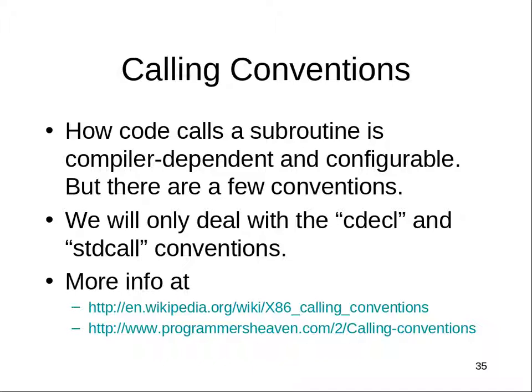Calling conventions. How code calls a subroutine is compiler dependent and configurable, but there are a few conventions. We're going to deal with the C decal, or the C declaration one, and the standard call. You can go look at these calling conventions here. Basically, when you call functions, the conventions determine what registers are saved, what registers can be overwritten, and how you need to set up the stack before and after you call a function. We're going to stick with this type. I think this is a very accepted way to do it. It's very common, and it is efficient.